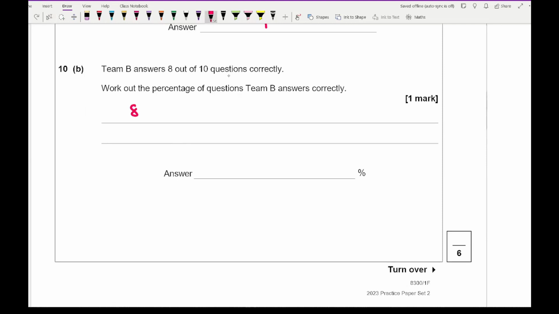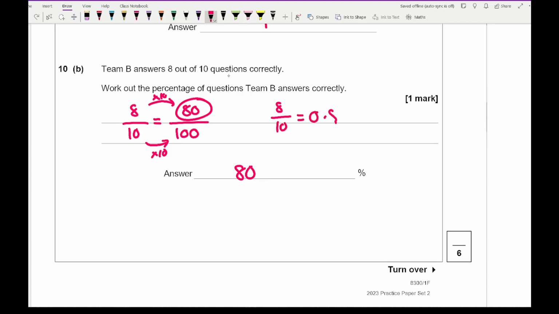So it's going to be 8 out of 10. So if I want to convert that to a percentage, I can either make the denominator 100, so multiply by 10. So the numerator is going to be 80, so then it's going to be 80%. Or you could know that 8 over 10 is 0.8, and that as a percentage is 80%.